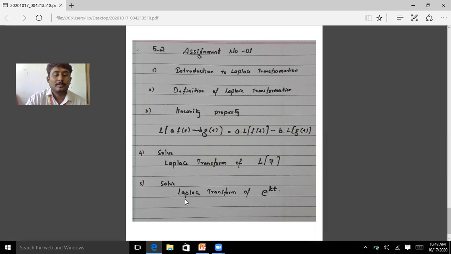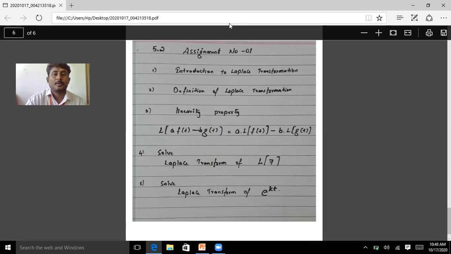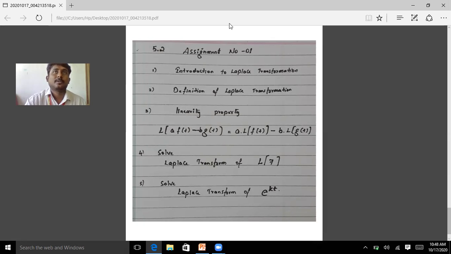Then fifth question, Laplace transformation of e to the power kt. We just solved e to the power at. So a is a constant value and k is also a constant value. Okay, I hope you guys understand today's class.